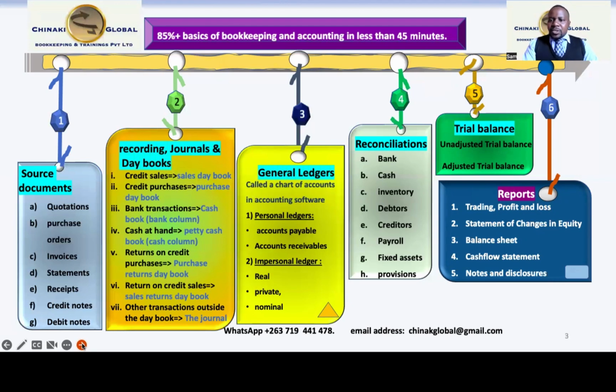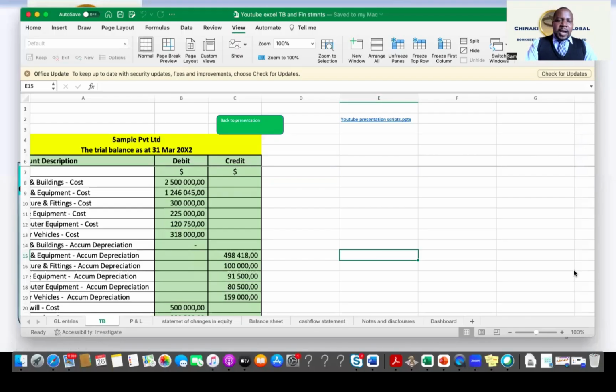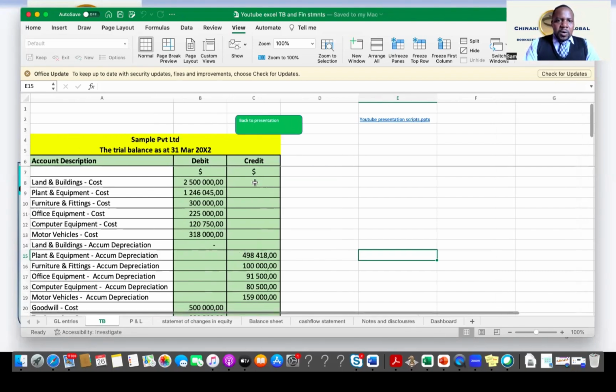Okay, right. So let me quickly go to the samples of these financial statements so that you'll be able to know how they look. Okay, so this is the example of the what, of the trial balance, right?